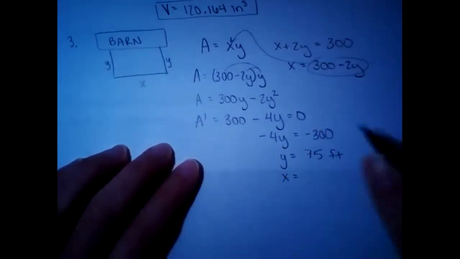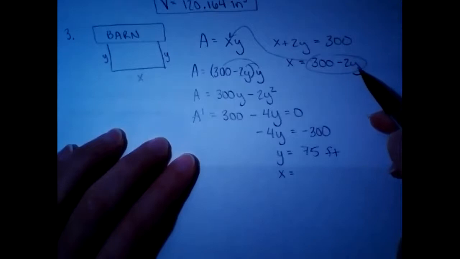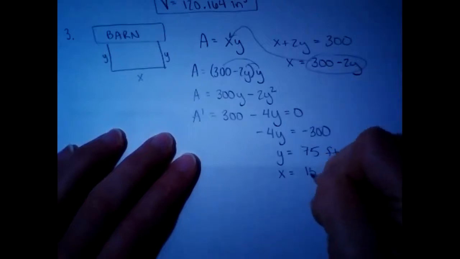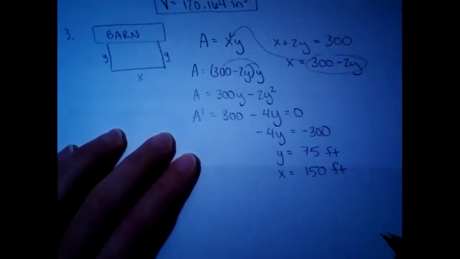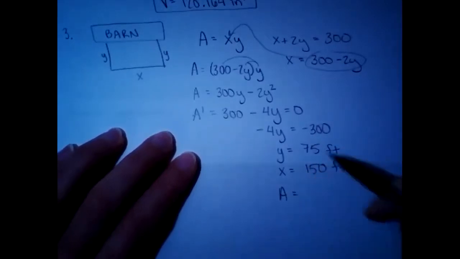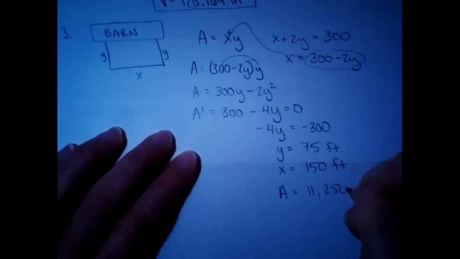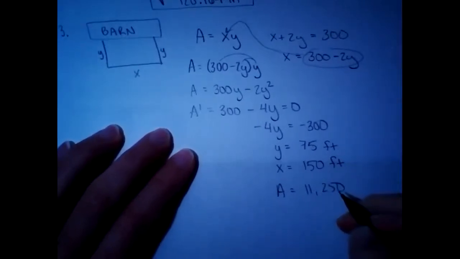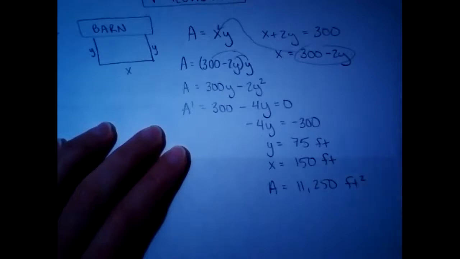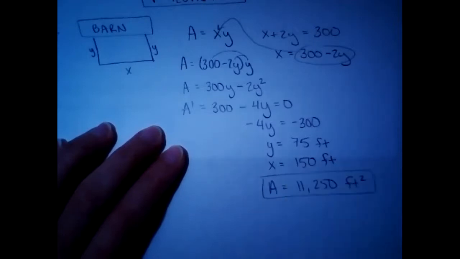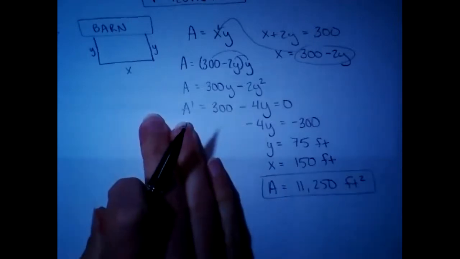I still need x. I'm going to take 75 and plug it back in right here for y. So 75 times 2, that would be 150. 300 minus 150 would be 150. And then the area is x times y. So 75 times 150, that is 11,250. And this is an area, so it will be square feet. So volume is cubed, area is squared. All right, so those are the 2 that you get a calculator for.